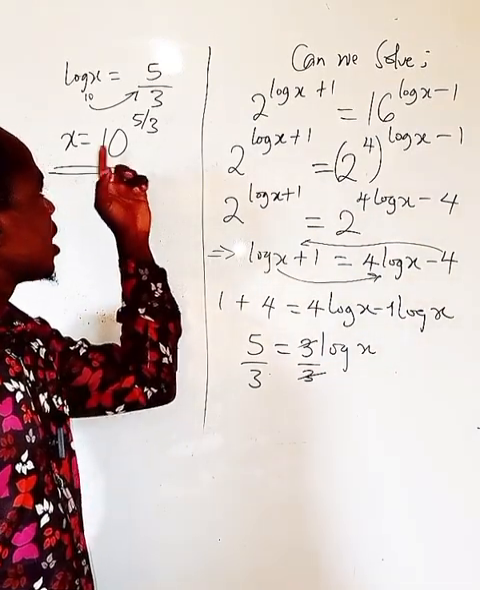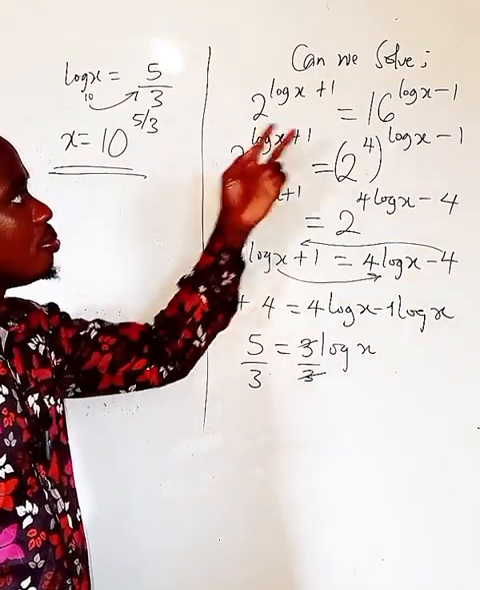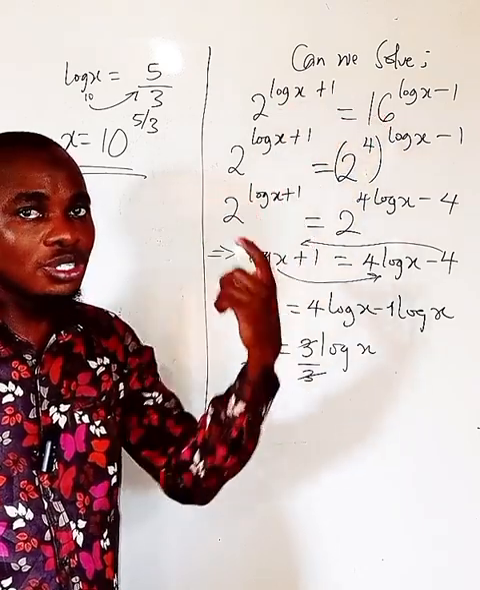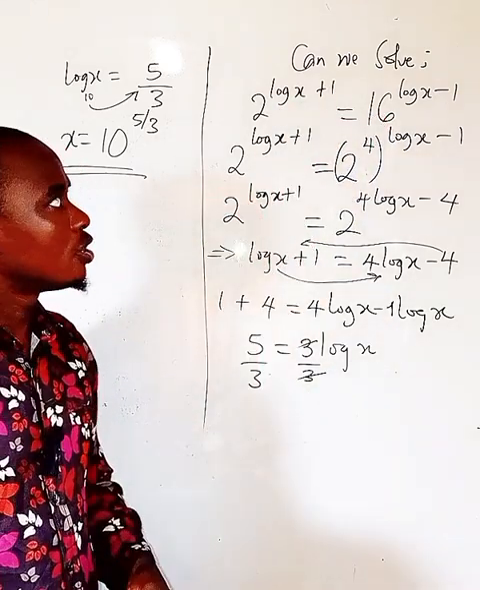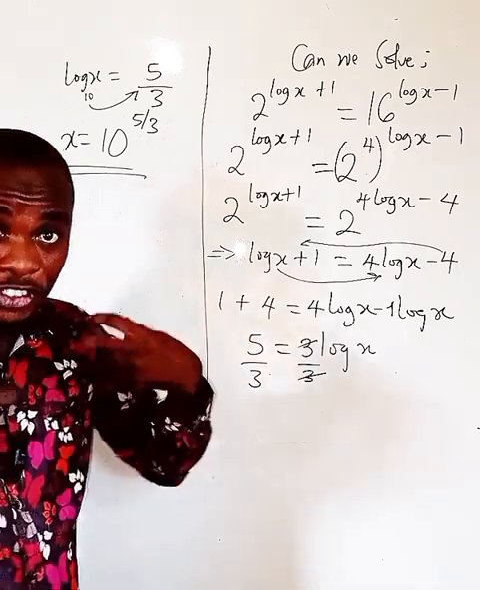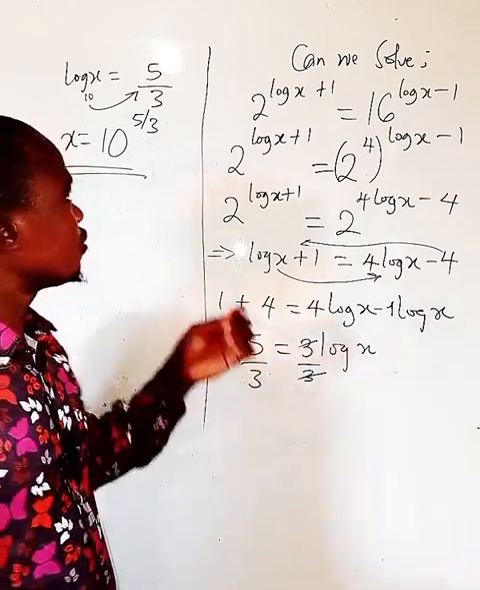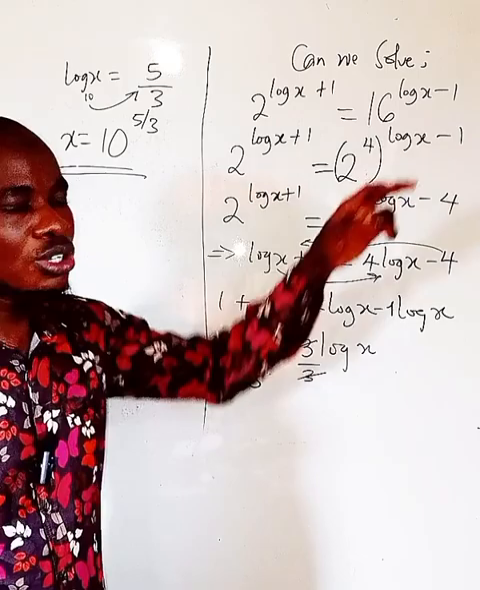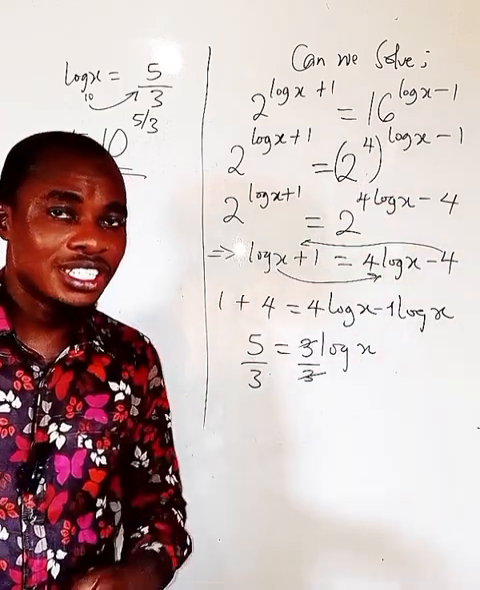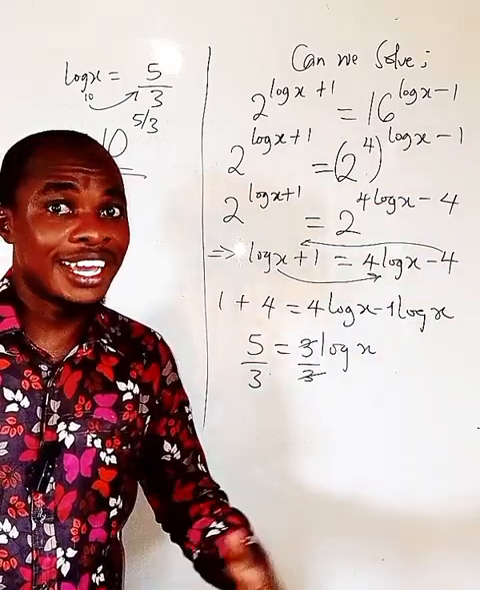You can put this x, 10 to the power 5 over 3, back into the equation. I said we should not do that here because of time, but you can as well do that. I've done it. Are you satisfied? You can also challenge yourself, put the value of x back into this equation and see whether you are going to get the two sides equal. And that's the end of the class.